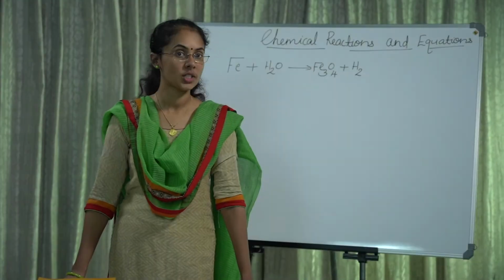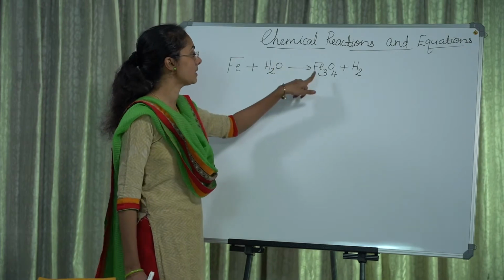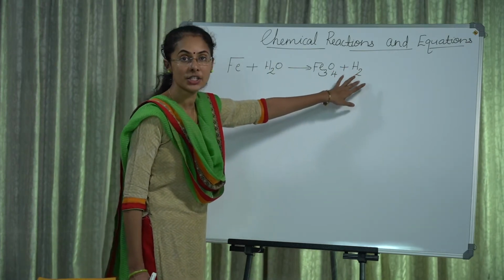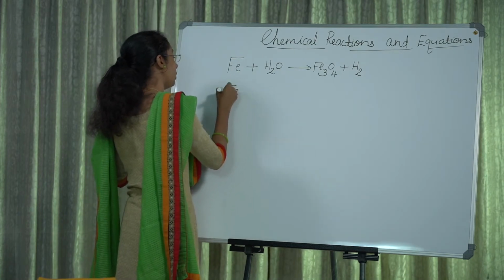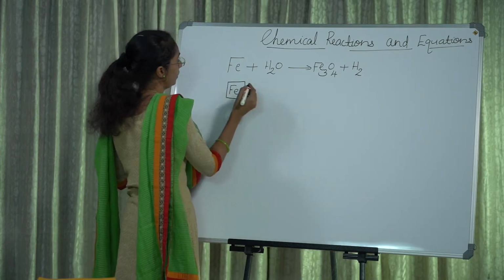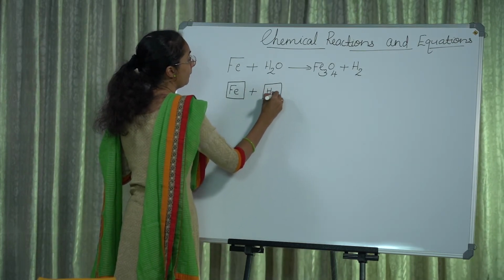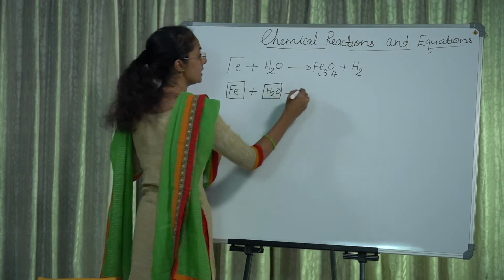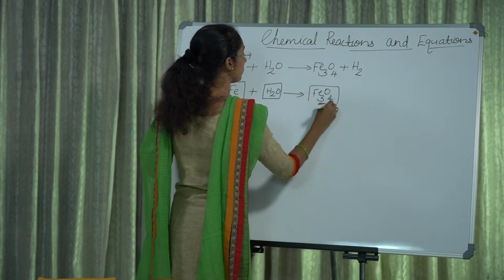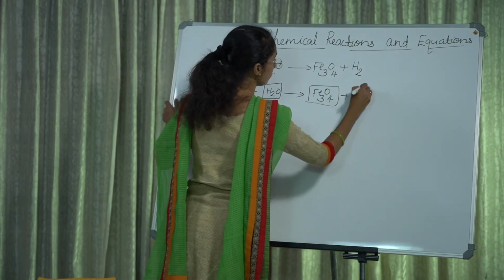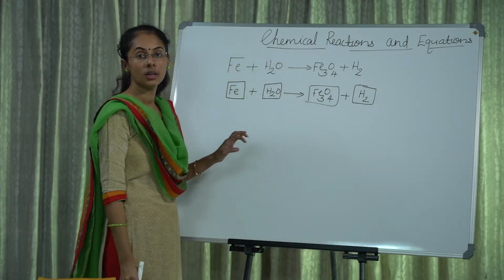Let us try to balance one chemical equation. Fe plus H2O gives Fe3O4 plus H2. First, you write the name of that element, draw one column. This is the first step.